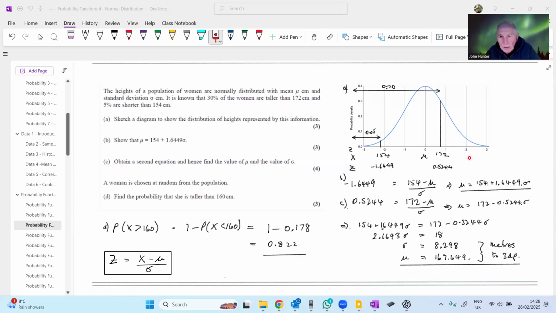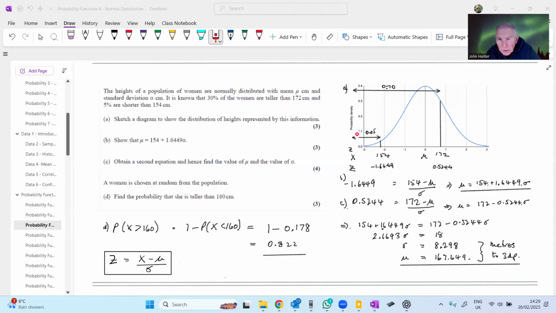Right, so that's the diagram anyway. We've shown the shape of the curve. We've shown these two particular values and the corresponding probabilities that go with them. So that would be part A. Then he goes on to say, show that mu equals 154 plus 1.6449 sigma. Right, okay. So, what do we know?